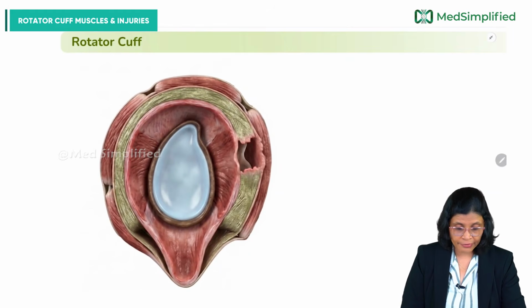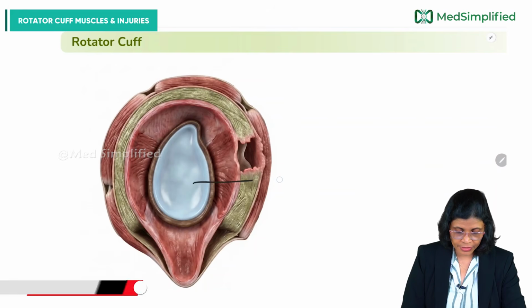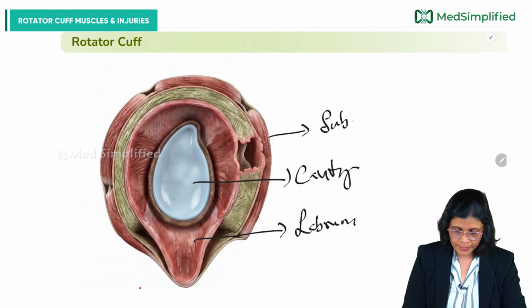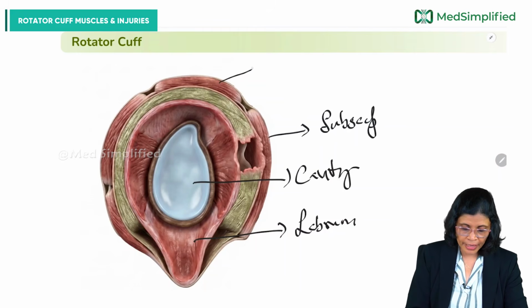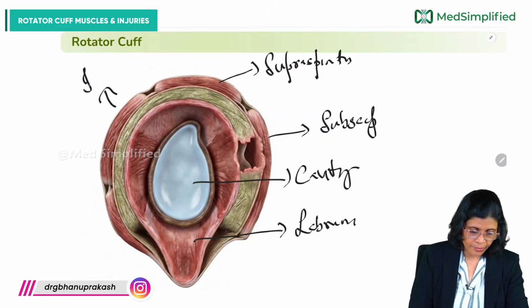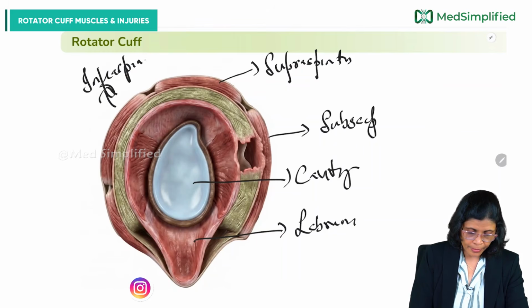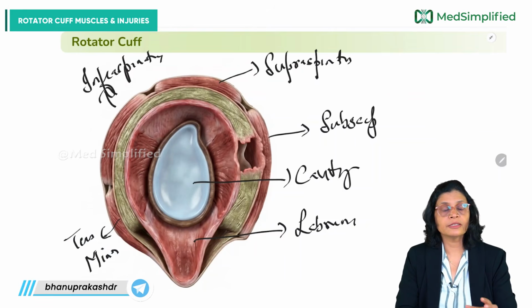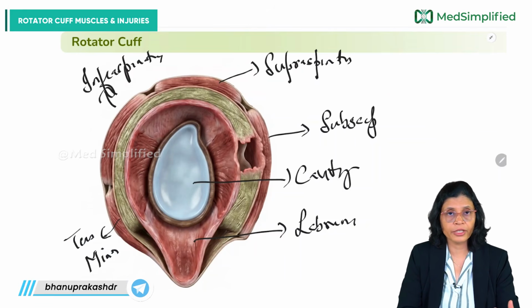So this is the glenoid cavity of the joint, and this is the labrum. Around that we have these muscles. This is the subscapularis. Here we have the supraspinatus. This is the infraspinatus. And this is the teres minor. So these muscles form a musculotendinous cuff around the shoulder joint.